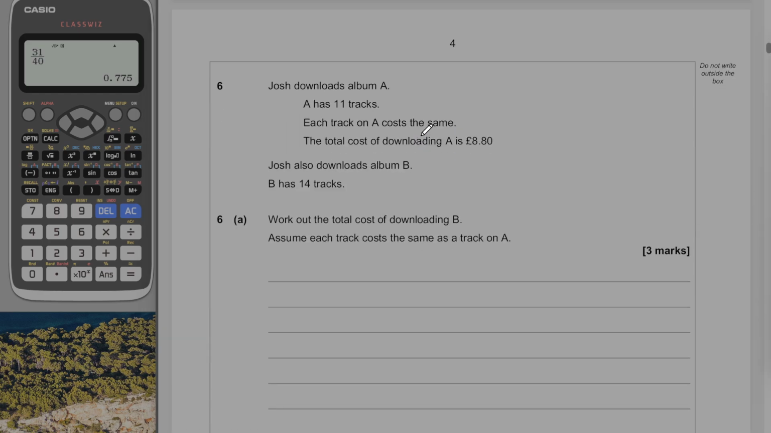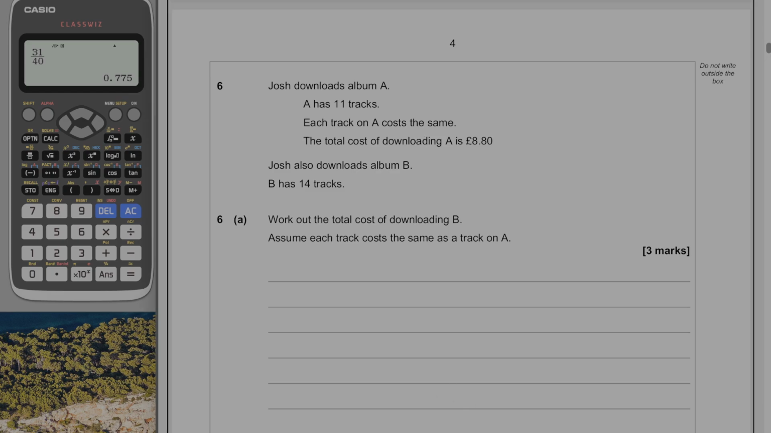Right, question 6. Josh downloads an album A. A has 11 tracks. Each track on album A costs the same. The total cost of downloading A is £3.80. Josh also downloads album B. B has 14 tracks. Work out the total cost of downloading B, assuming the cost for each track is equal.